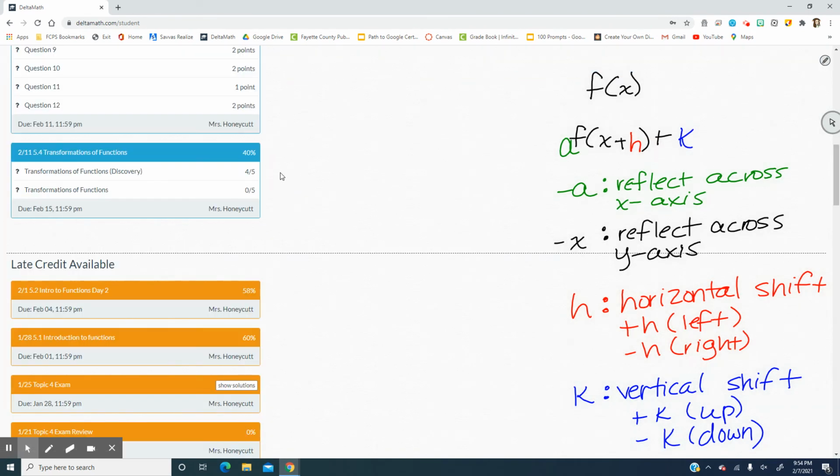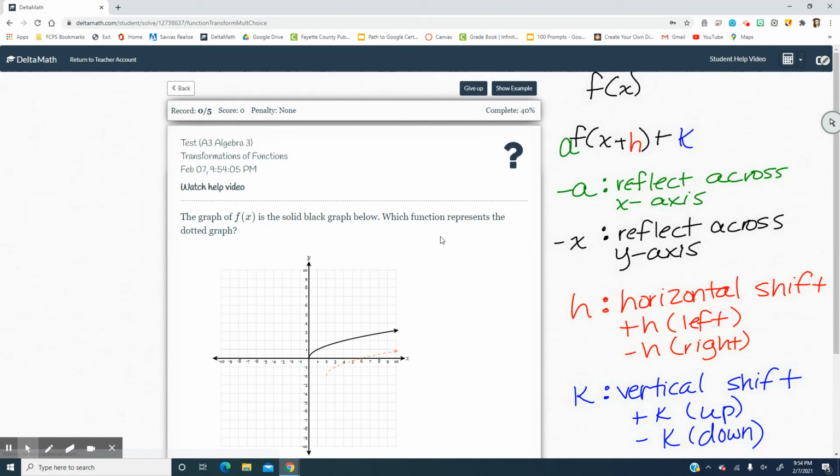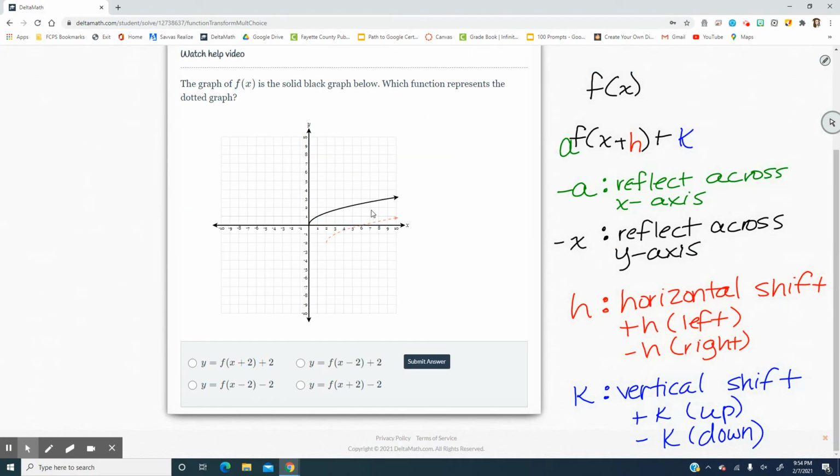All right, let's go back into that second section. In the second section, we have to pick. I have to look at this and figure out which function represents the dotted graph. So here's the parent function. I need it to shift from the solid graph to the dotted graph. Looks like I need to shift it to the right 2 and then down 2. So if I want it to go right 2, I need to do minus inside the parentheses, minus 2.